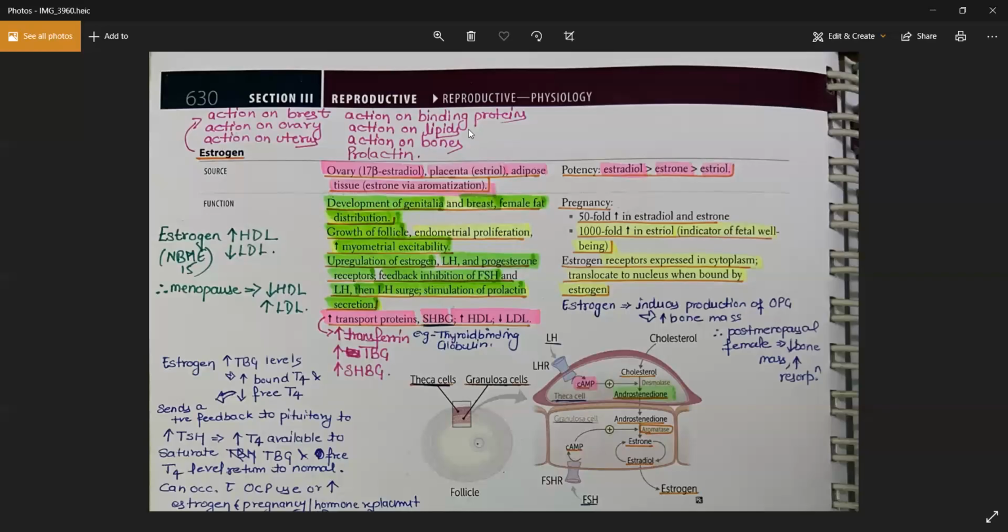Now, other thing, the action on the bones. We already know that it increases the amount of OPG, the osteoprotegerin, that will cause the activation of osteoblast. So it will take part in the bone growth. It will decrease the risk of osteoporosis.